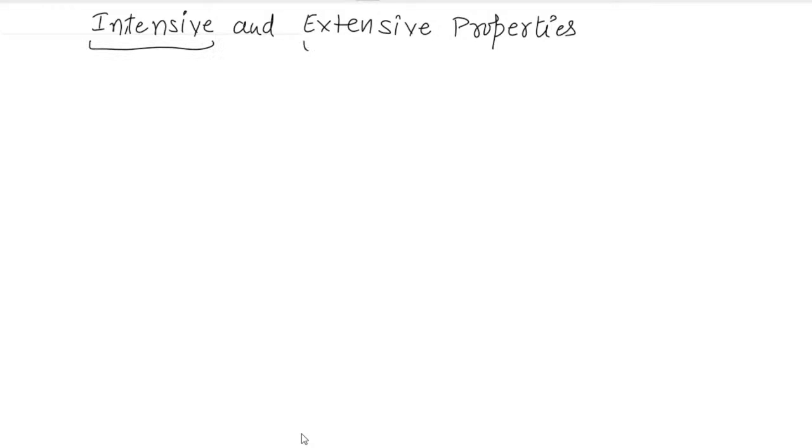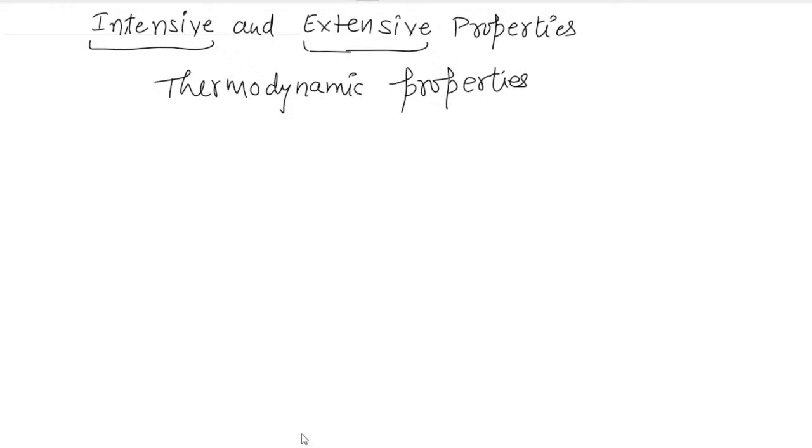Next part, that is intensive and extensive properties. Both intensive as well as extensive, they are thermodynamic properties.